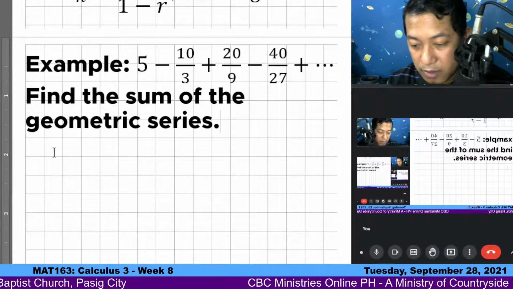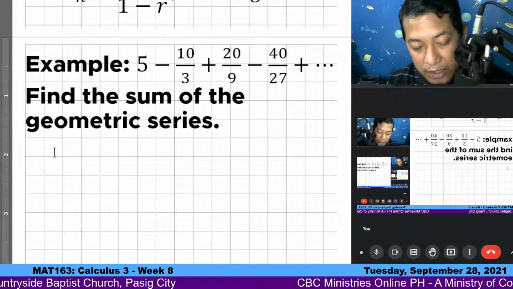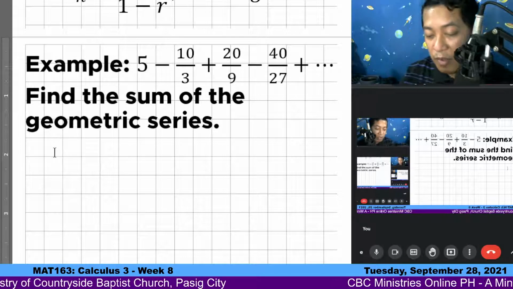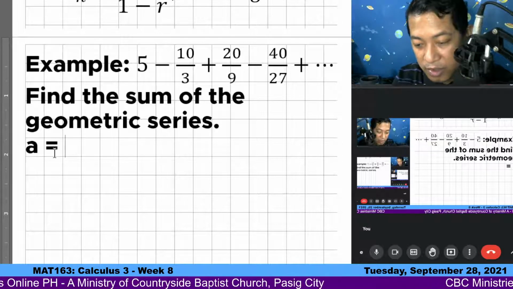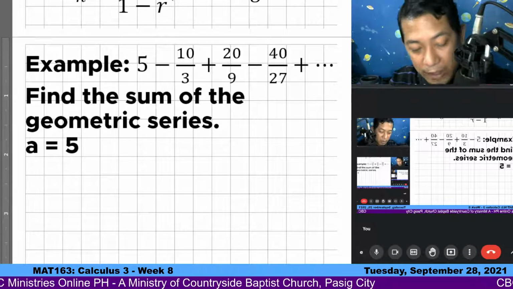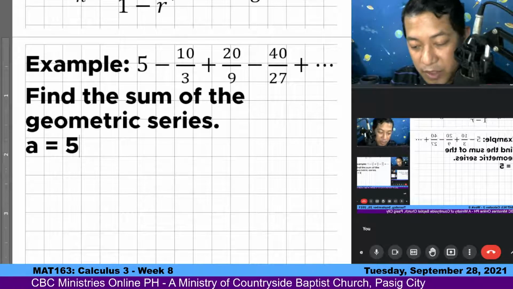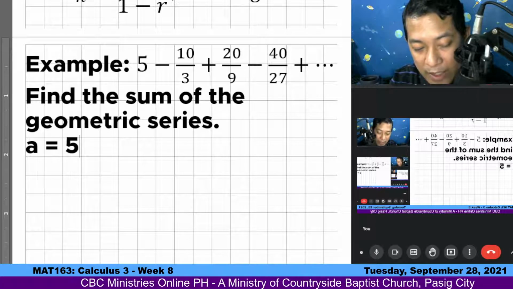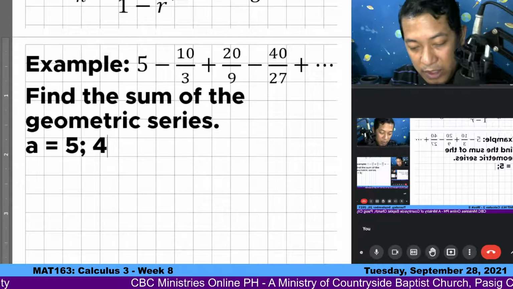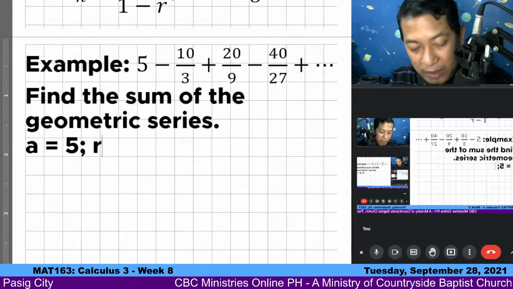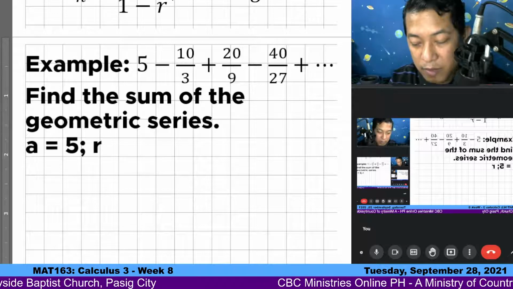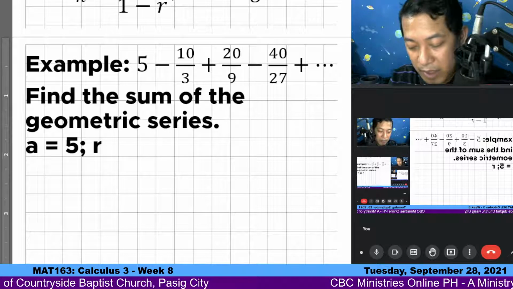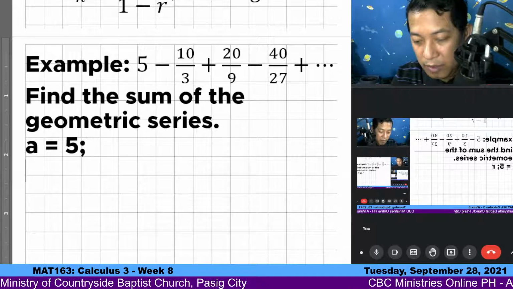Okay? So from here we could analyze. There are two things that we need to know. First is what is A. A is obviously the first term equal to 5. So the first term is equal to 5. And then the common ratio R. The common ratio R. So yan dapat ang malaman nyo. So paano yung malalaman yan? Divide mo yung second term by ano. So how will you know your R?